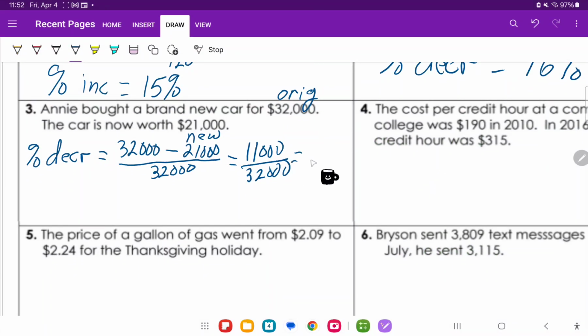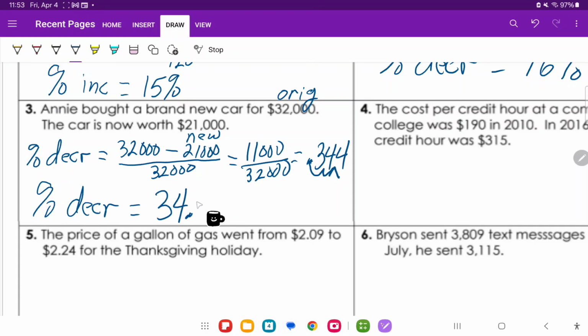So that equals 0.344. Like every time, move the decimal 2 to the right. 1, 2. So it's going to go right in there. So my percent of decrease is equal to 34.4%. So you move the decimal over 2 places to get your percent.